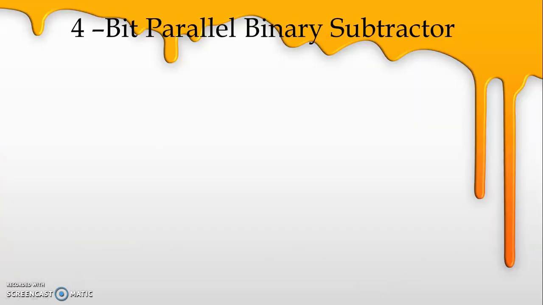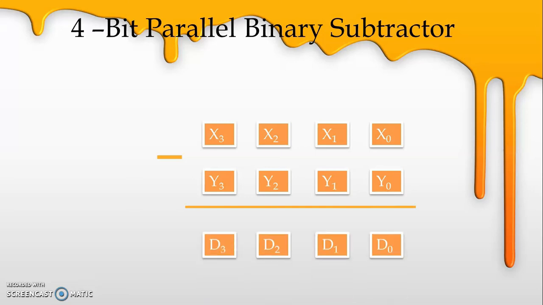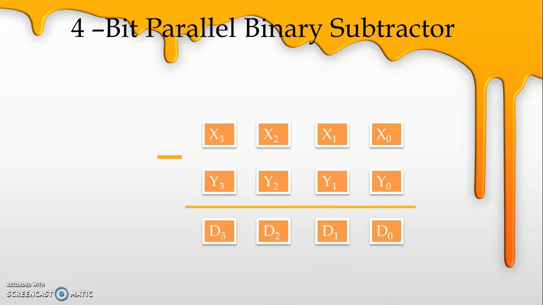Now let us study the 4-bit parallel binary subtractor. We have 4 bits x0, x1, x2 and x3, and we want to subtract another 4 binary bits, that is y0, y1, y2 and y3. And we have a difference, that is d0, d1, d2 and d3. In some cases, we have to take a borrow. So we consider the borrows, that is b1, b2, b3 and b4.